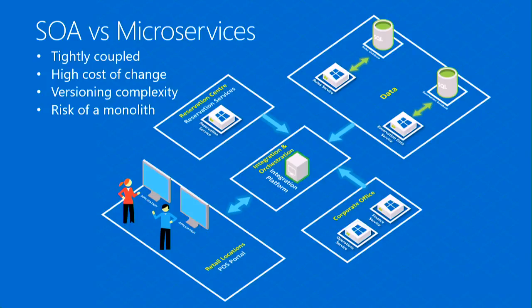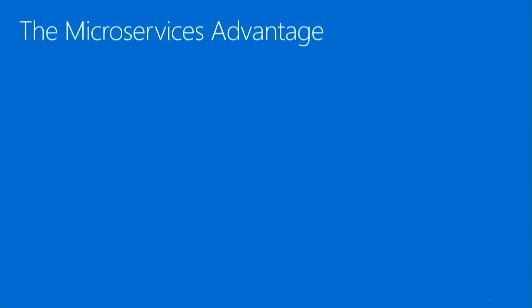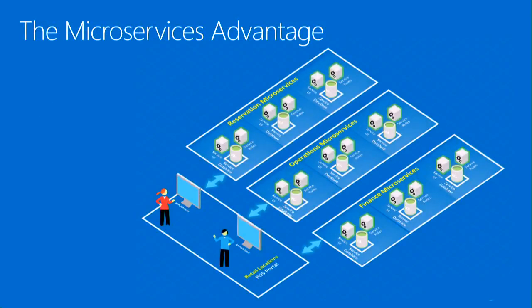The Enterprise Service Bus that we have involved in between risks becoming a monolith because it has ingested in itself all the transformations and translations and protocol bindings. Next, let's see how we are going to solve this challenge using microservices architecture.